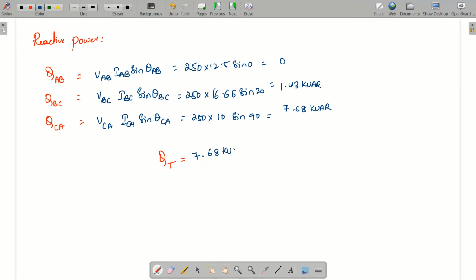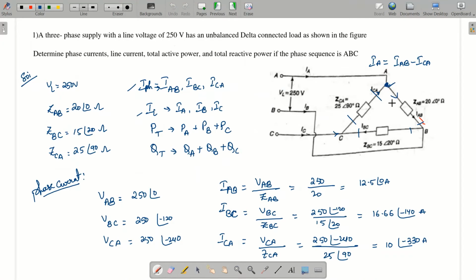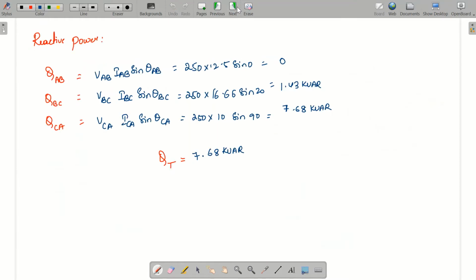You will get 7.68 kVAR. If it is a balanced load, then we can find the power delivered in only one phase and multiply it by 3. Similarly, as it is a balanced load, the phase current magnitudes will be the same, and the phase angles will be 120 degrees apart. But if it is an unbalanced load, then we need to find the currents in each phase and the power delivered in each phase in this way.